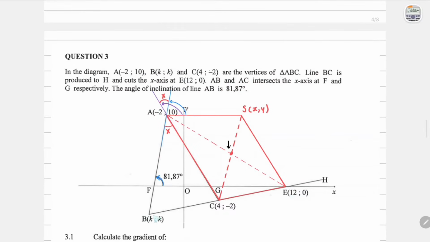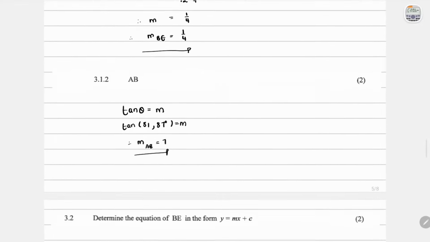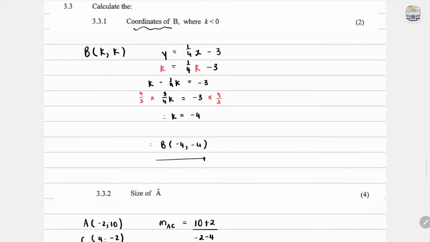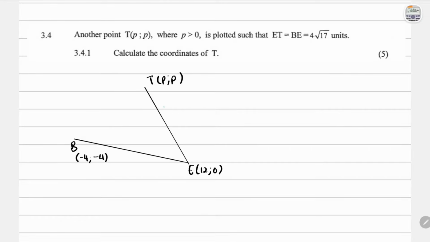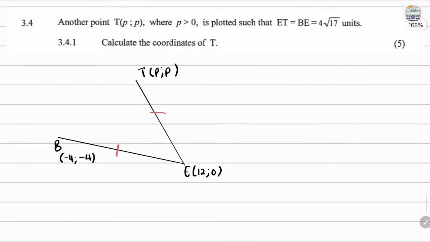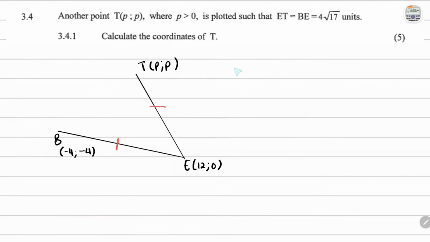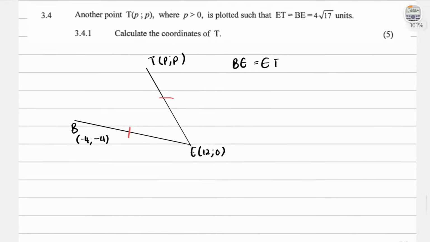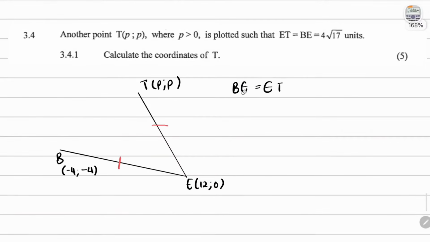E is (12, 0), B is (k, k), which we already found to be (-4, -4). Since we know they're exactly the same length and they're both equal to this, we can use the distance formula since they're referring to the lengths. So we know that BE and ET are exactly the same. Since we already know the length, we can just substitute in place of BE because we don't need to calculate this. We already know it is 4 square root 17, which is equal to ET.